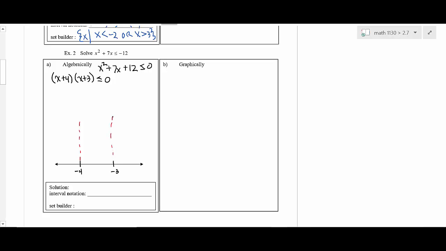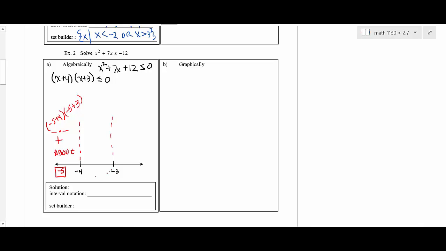Now it's just test points. And it's easier to plug the test points into the factored form to figure out whether it's below or above the x-axis. So let's use -5 as our test point here. Plug it into your factors. So you would have -5 plus 4 times -5 plus 3. That's going to give a negative times a negative. It's a positive. What does that mean? You're above the x-axis, right? All of your y values are positive, so that means your graph is above the x-axis.